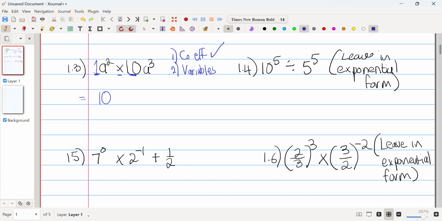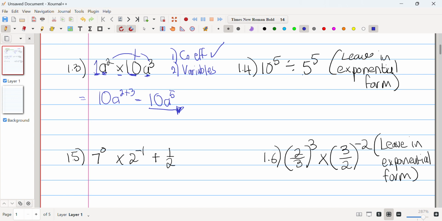We've managed our coefficients. Step 2, we're going to have a look at our variables, the a squared and the a to the 3. So what is the rule that applies here in exponents? When we have the same bases, we are going to add the exponents. So it's going to be the a squared, and if you want to write this in your test, you can, the a squared plus the 3. And then my final answer is going to be 10a to the 5. And that is my final answer for 1.3.